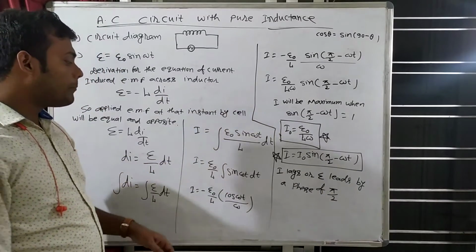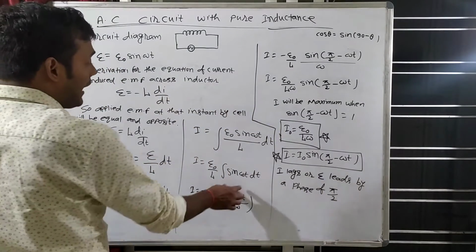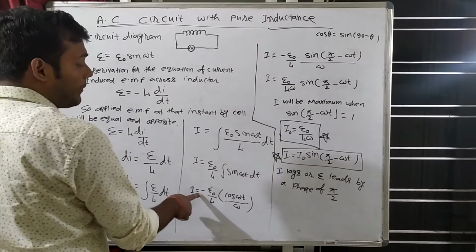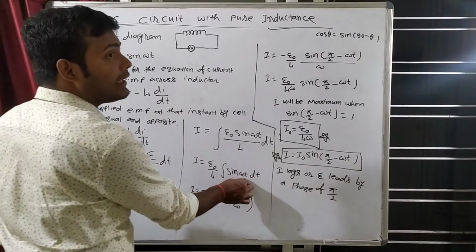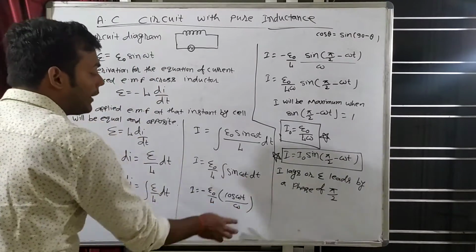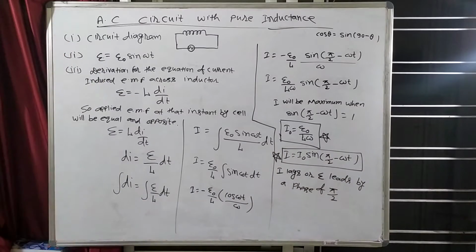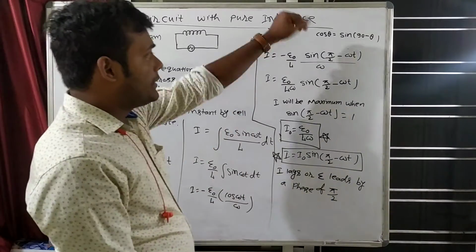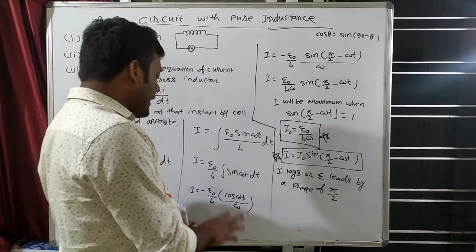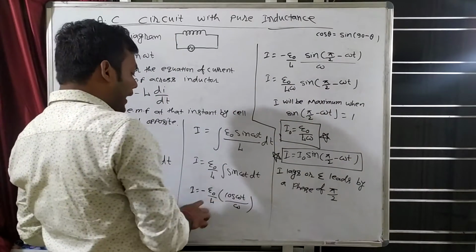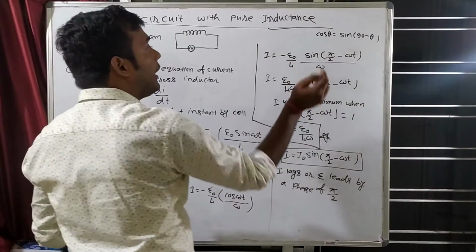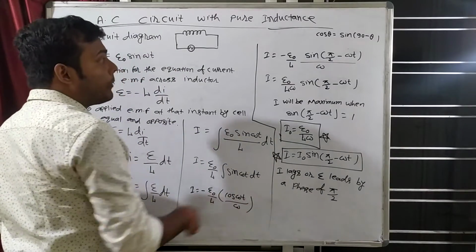So what will be the integration of this thing? Sin omega t gives minus cos omega t. I am writing that minus here, and again the integration of omega t will be omega, so divide it by omega. Now after this, see this one. I is equal to E naught by L minus E naught by L omega, and now this is cos omega t.